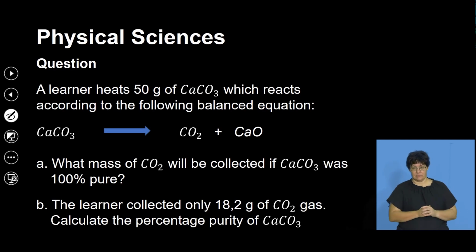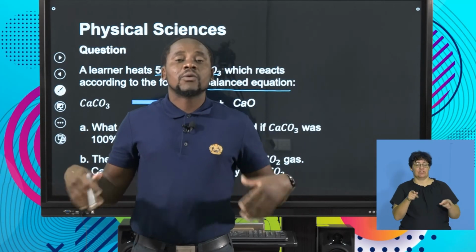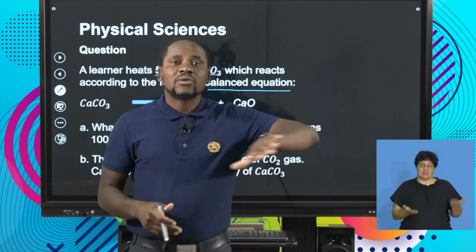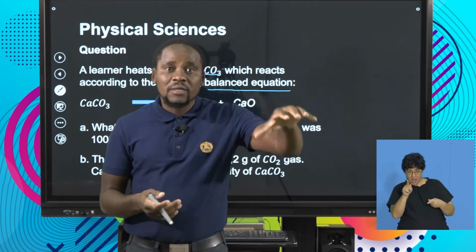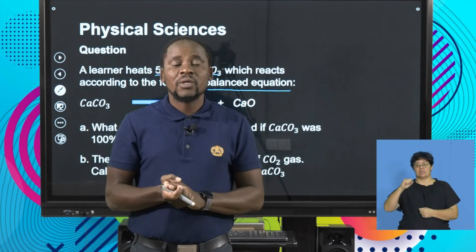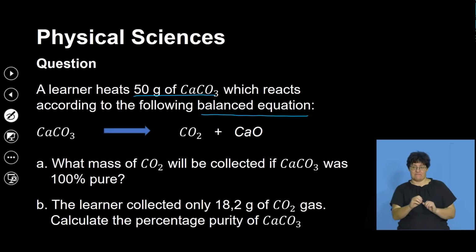Okay, now let's look at a different question altogether, still addressing percentage purity of a substance. It says here, a learner heats 50 grams of calcium carbonate, which reacts according to the following balanced equation. So what's the main idea here? It's not always that you'll be required to balance. Sometimes the balanced equation of the reaction will be given to you. So that part of the law of conservation of mass has already been taken care of. Yours is to apply the stoichiometric ratios to check the percentage purity in the actual substance that we are looking at.